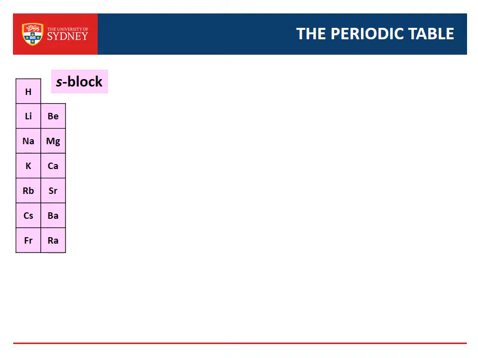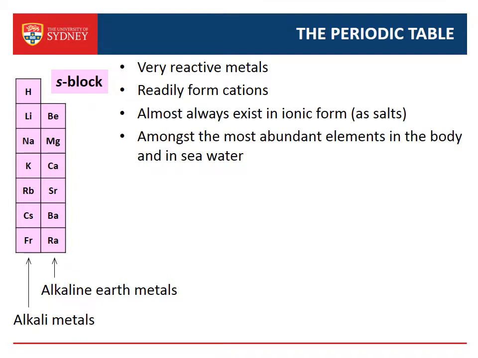Elements in the S block are called alkali and alkaline earth metals. Metals in the S block tend to be very reactive and readily form cations. Because they are so reactive, they almost always exist in ionic form rather than as elements. These elements are amongst the most abundant elements in the body and in seawater.